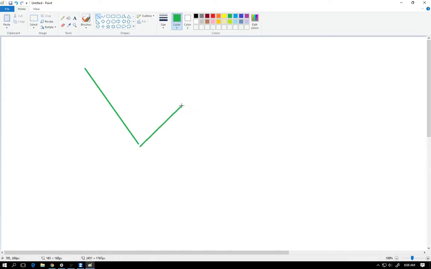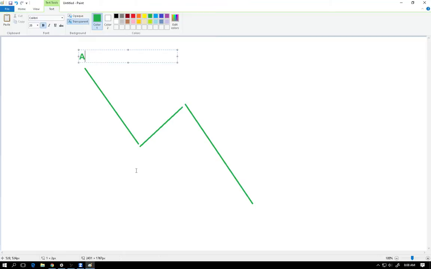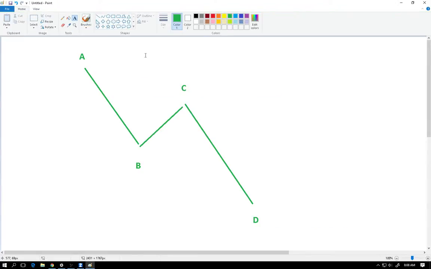That is the correct way we're looking for it. And let's label it again. So it's A, B, C, D. So what are the important points to get out of this?